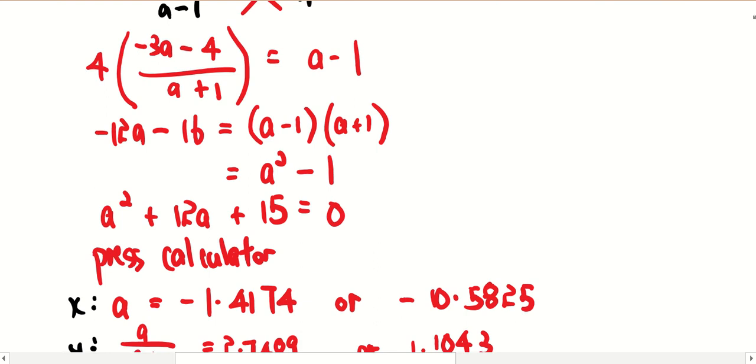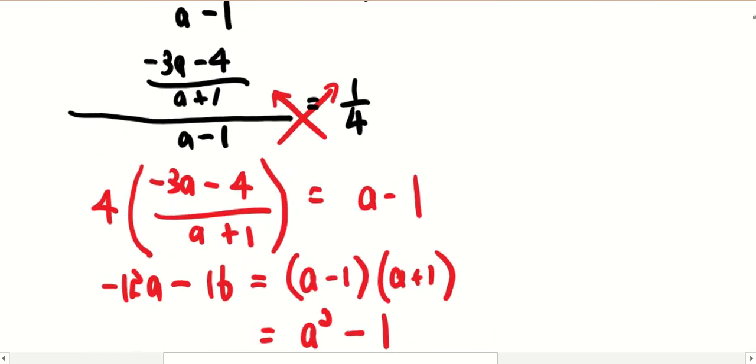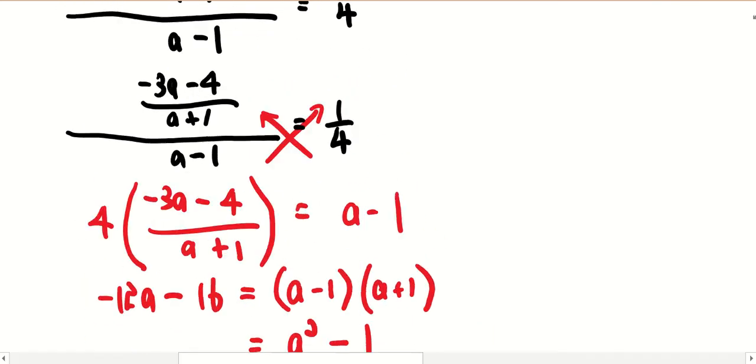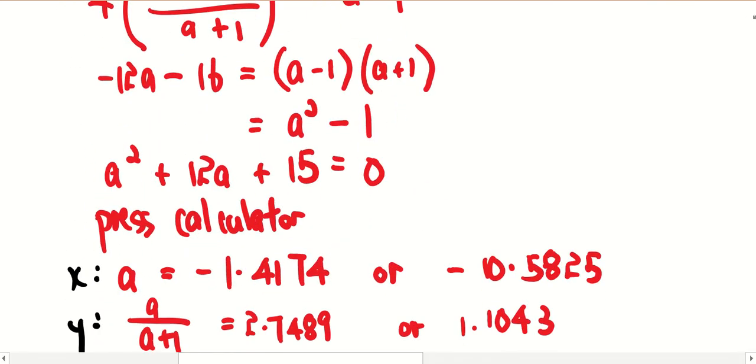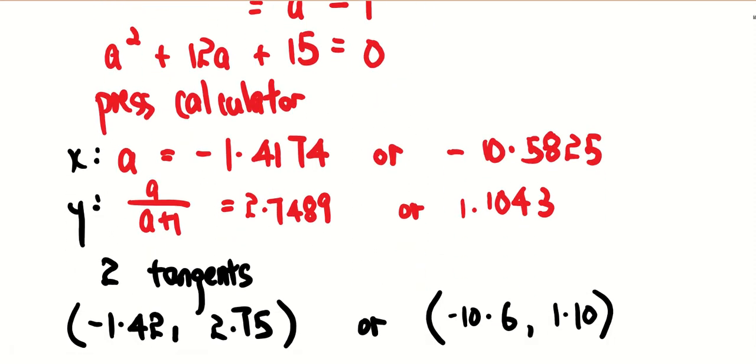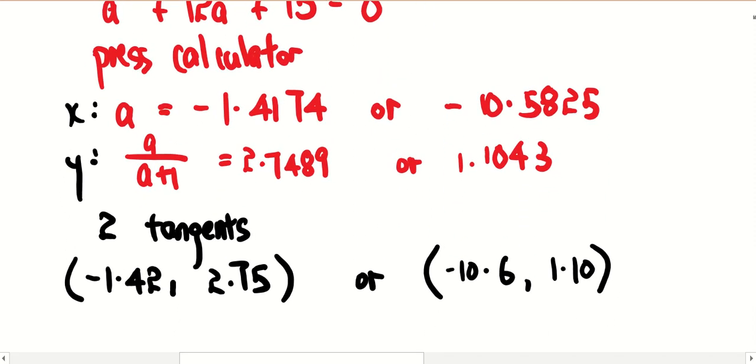Okay, so basically, you just need to solve the quadratic equation in A. After you find your A, straight away press the calculator, find the value of A over A plus 1, which will give you your x and y coordinates respectively. Since there are 2 sets of answers, there are 2 tangents, and you write down the 2 pairs of coordinates correspondingly.